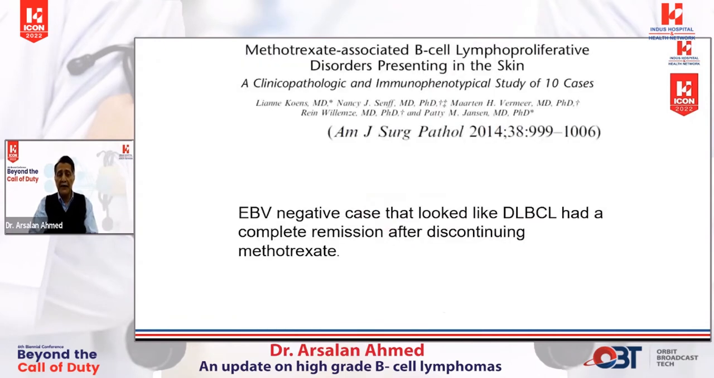One thing to remember: EBV negative cases that look like diffuse large B-cell lymphoma had a complete remission after discontinuing methotrexate. So in patients on methotrexate who have lesions, make sure that they can mimic diffuse large B-cell lymphoma. Try to remove methotrexate before diagnosing diffuse large B-cell lymphoma.